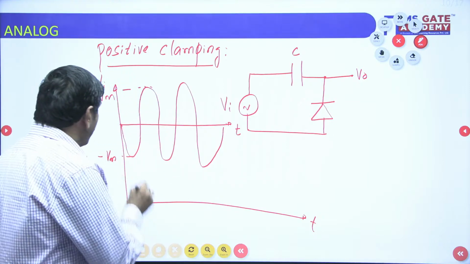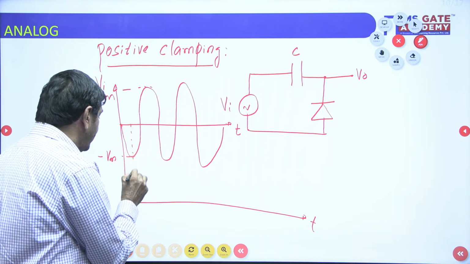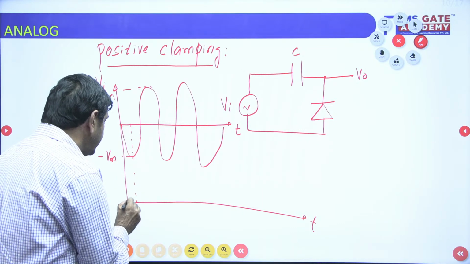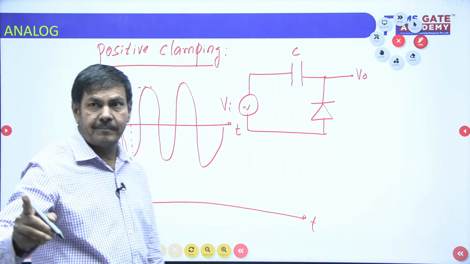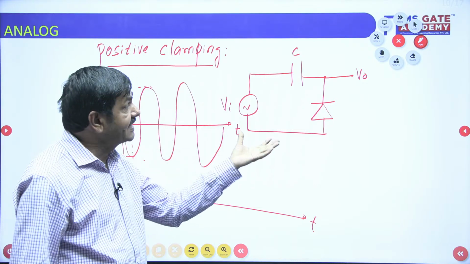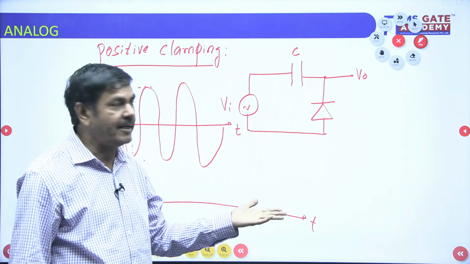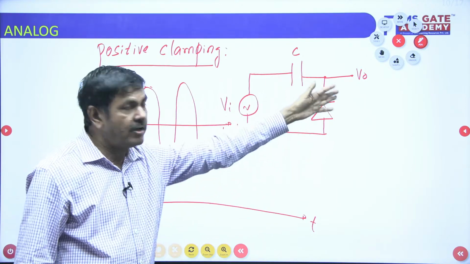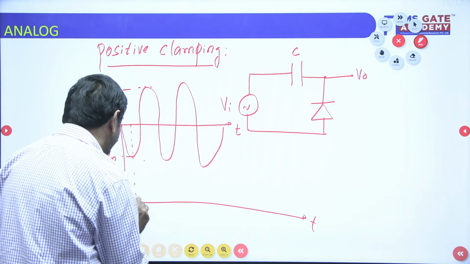I said already, up to Vm, minus Vm or plus Vm, no problem. The output voltage will be 0 voltage only. Why 0 voltage, I explained. If you are giving the negative pulse, 0 to minus Vm, at that time the diode is short circuited because it is forward biased. If it is short circuited, V0 becomes 0 voltage only. Up to minus Vm we can find 0 voltage.